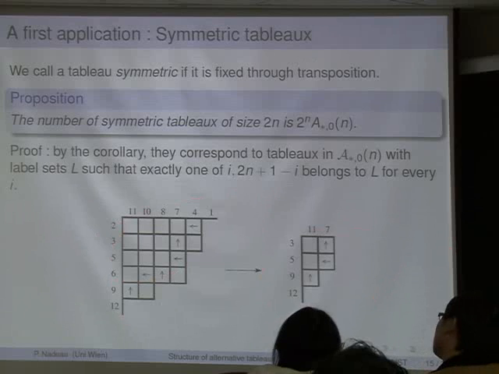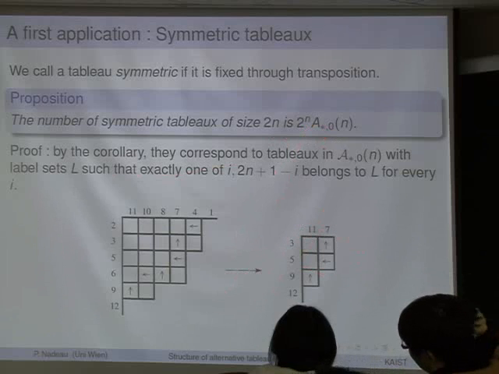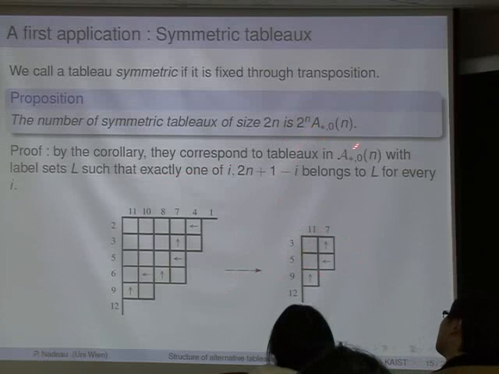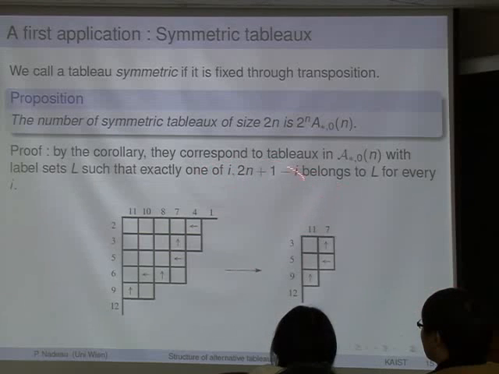So you can just keep one of them, and then, so this will give you the term A star 0 of n. And then to choose the label set, once again, it's easy to check that the labeled set has to be such that exactly one between i and 2n plus 1 minus i can belong to the set. Well, I will not go into detail. Just if you notice this, if there are n labels, there are two choices for every label, 2 to the n. So this corresponds to the 2 to the n here. Well, it's a bit sketchy, but it's very easy to prove from the corollary before.